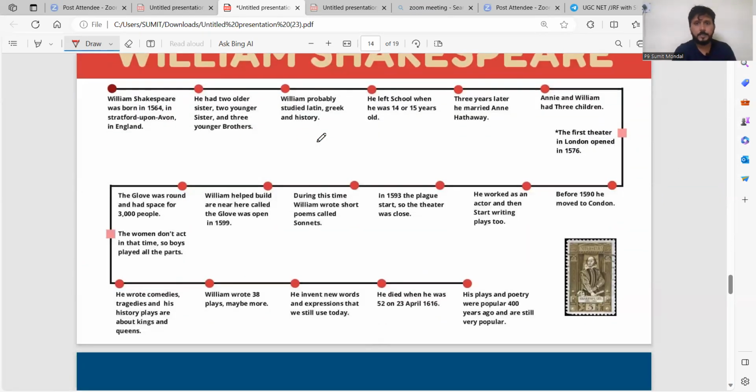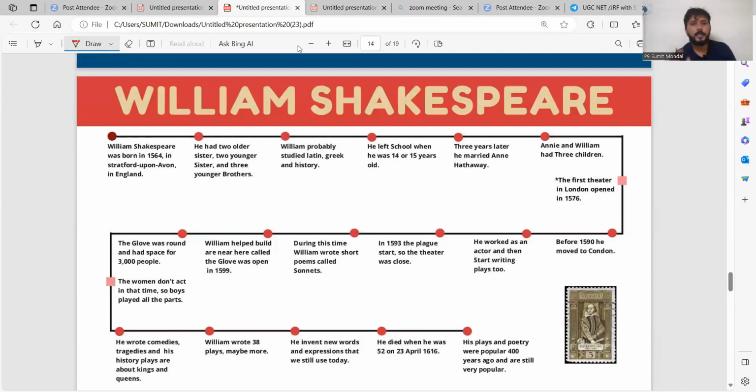Now, we have already come roughly to William Shakespeare, because he started writing in the later 80s, 1580s, so we need to take a look at the timeline of William Shakespeare. So look carefully: first, in 1564 he was born. He had two sisters and a brother, that's a different matter. He studied Latin, Greek, history, but he didn't study in university. That is very important.